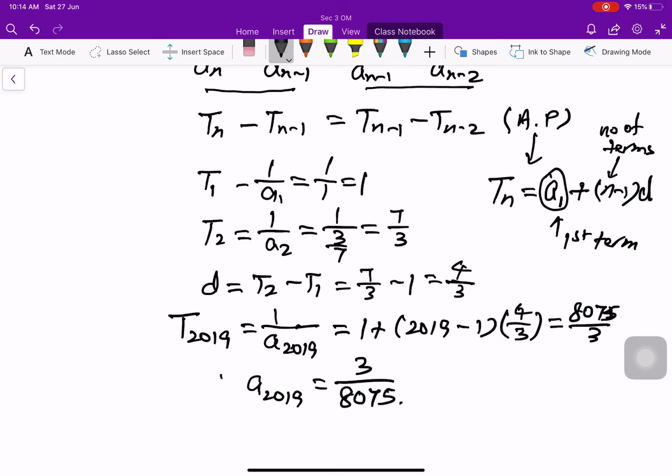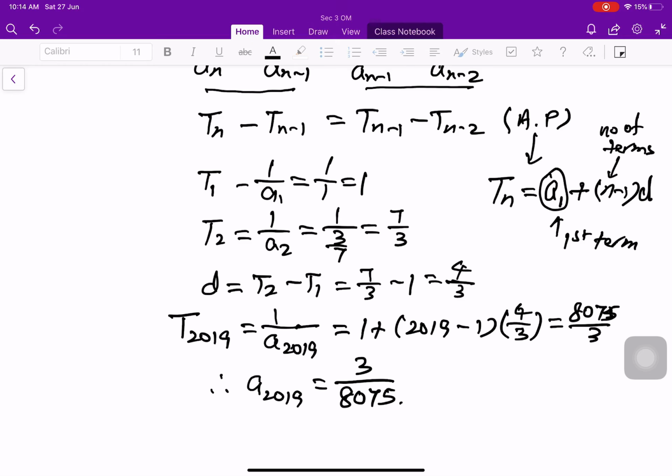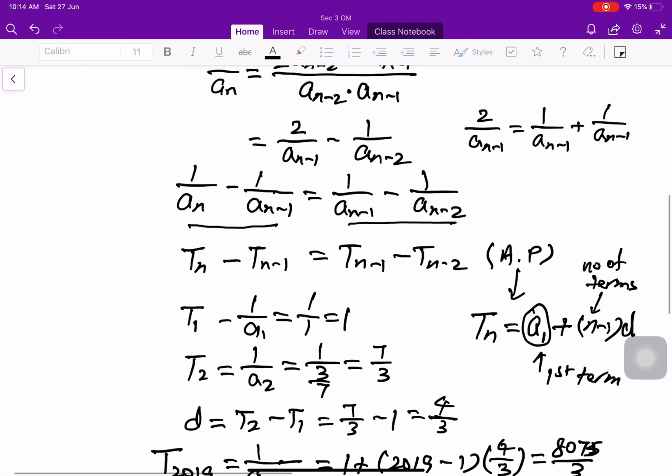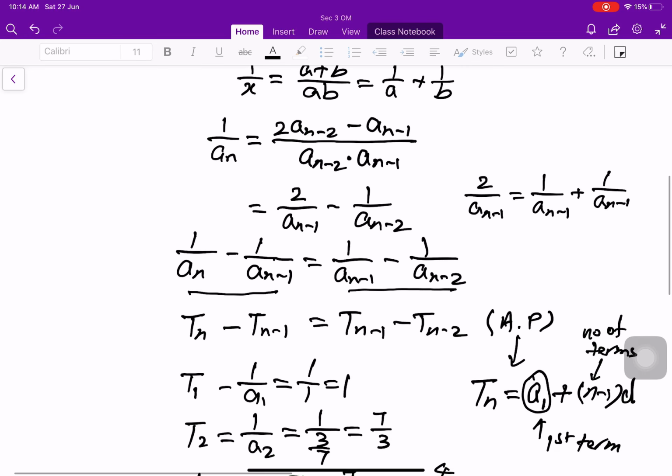Take note, class. In this question, I solved it as a sequence. That means you identified that this is an AP. But there's a second method, which we call guess and check. That means you observe the pattern and then you make a guess, and you will be able to get the same answer also.